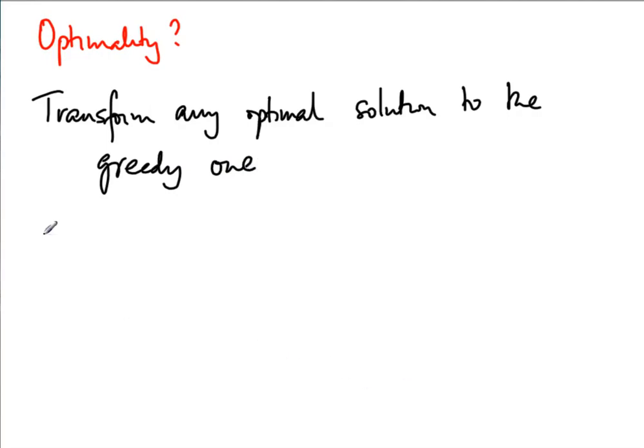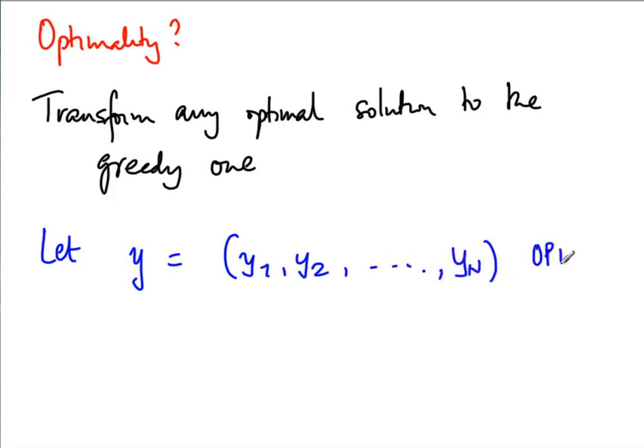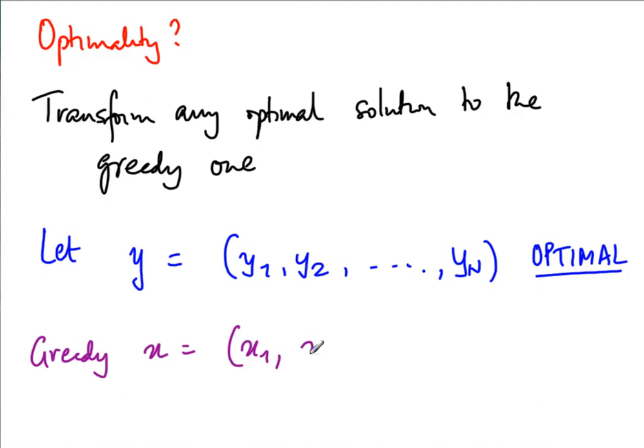Let y be some optimal solution. This is known to be optimal. We don't know how it was computed, but all we know is that the value of y, in terms of the total quantity in the knapsack given by these fractions, is optimal. You cannot do better than this. And we have a greedy solution which has possibly a different set of fractions x1 to xn. Given that y is optimal, we have to show that x is also optimal.